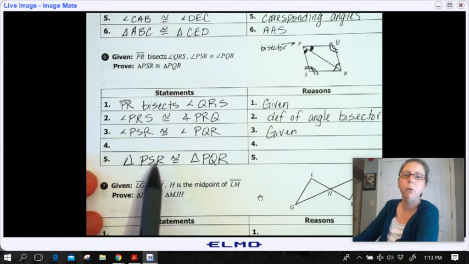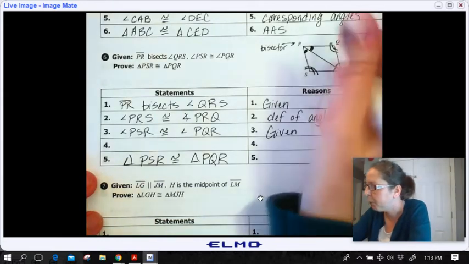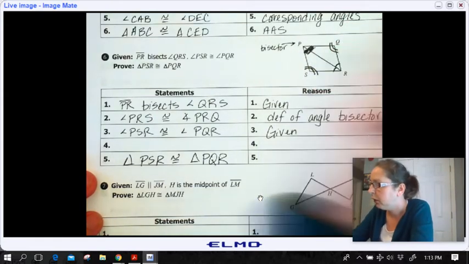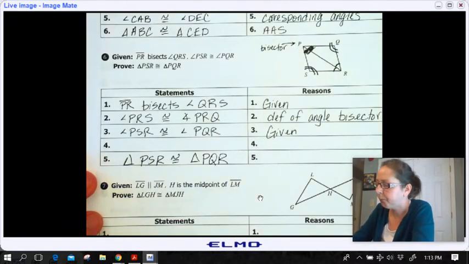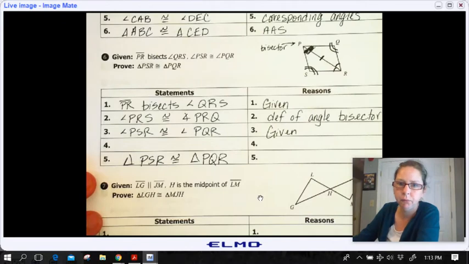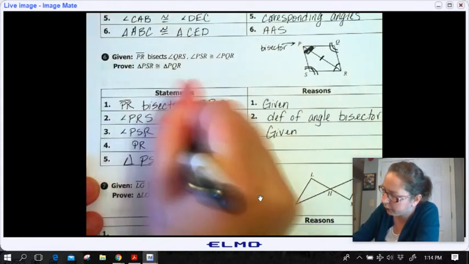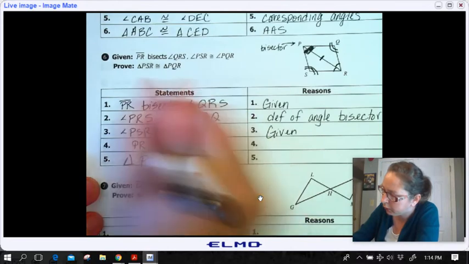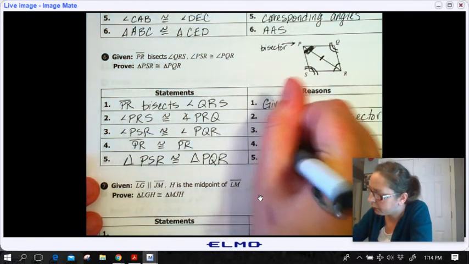So I need to know one more piece of information to get myself there. Okay, remember, this was a mistake. All right, so I've got this line PR. Can I say that PR is congruent to itself? I can. Okay. PR is congruent to PR. And the property that I use is the reflexive property.